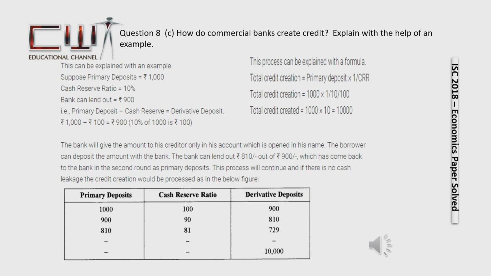This process can be explained with the help of a formula. The total credit creation is equal to primary deposit multiplied by 1 upon cash reserve ratio. So total credit creation is equal to 1000 into 1 divided by 10%. So total credit created is equal to 10,000 rupees. Thus, we see that from a primary deposit of 1000, the credit is created to the extent of rupees 10,000.